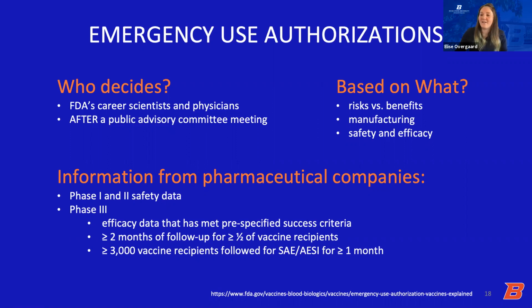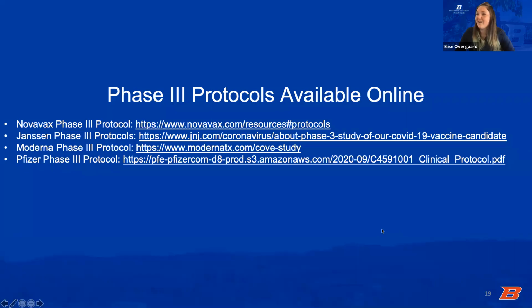And they also have to have at least 3,000 people vaccinated, and those 3,000 people have to be followed for at least 1 month for safety events. So the decision is really based on a pretty comprehensive data set, and they're not skimping on safety, I guess, is the end point. So that's my piece. I also wanted to point out that all of the phase 3 protocols for these vaccines you're going to hear about next, these are all available online. So you can go check them out yourself and see what kind of data they're collecting.